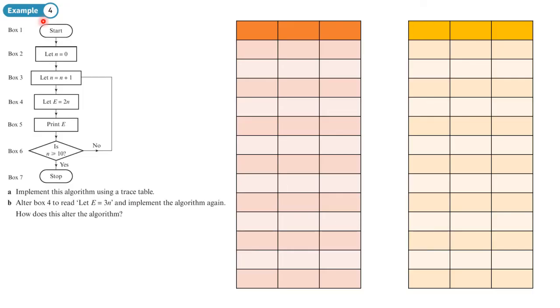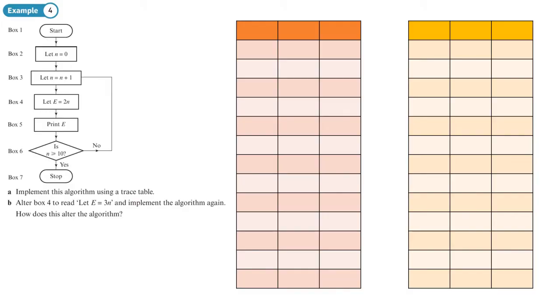Okay, so here we have a flowchart with an algorithm, so you can see the start and stop boxes. You can see the boxes that contain instructions, and here we've got a decision box, and depending on whether the answer is yes or no, we'll go straight to the end, or we'll go back to box 3. So let's implement this algorithm using a trace table.